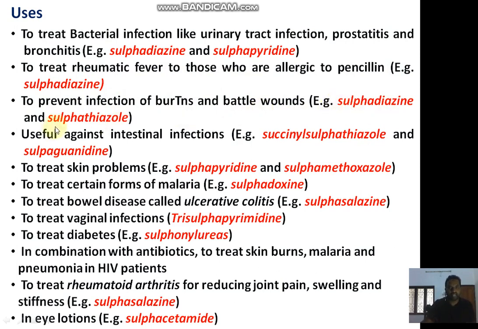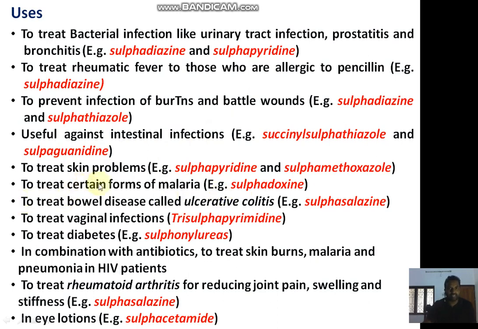Example, sulfadiazine and sulfathiazole. Battle wounds means in World War II, this drug was extensively used to treat the soldiers who are having the battle wounds. And another use is useful against intestinal infection and skin problems. To treat the skin problems, these sulfur drugs were used.